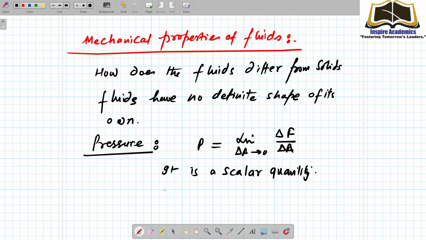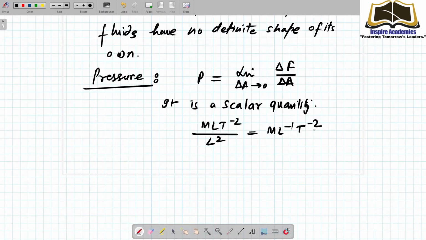Okay. And what about dimension? Dimension of F क्या होता है? MLT minus 2, and area की dimension क्या होती है? L2. So final dimension क्या हो जाएगी? ML minus 1 T minus 2. Got it? And what is the SI unit? The unit is Newton per meter square.